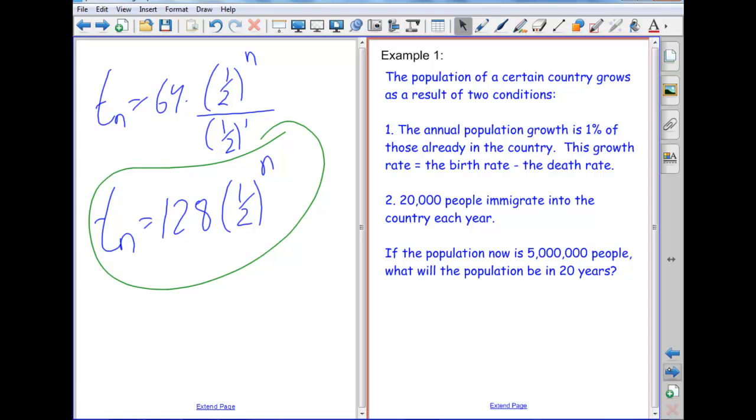So, if the population is now 5 million people, what will the population be in 20 years? Okay? So, just offhand, is this arithmetic or geometric? We have arguments for both. It's a mixture. It's a mixture because this is clearly arithmetic if we keep adding 20,000 immigrants to the country every year. And so it would be arithmetic if that was it. If they kept on being imported, right?